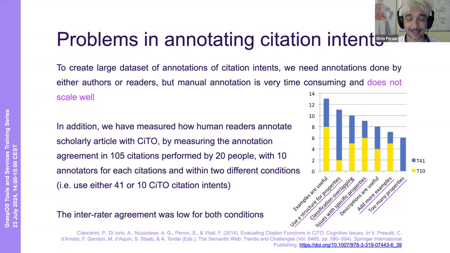There was the need of more examples to see how to use a specific intent for the marking, and of course, for the users of the 41 citation intents from CITO, there was clear evidence that maybe they are too many to fully understand and to fully use in the context. But the funny thing is that, independently from the number of intents used by the user, the inter-rater agreement of the annotations provided by the annotators was very low in both situations.